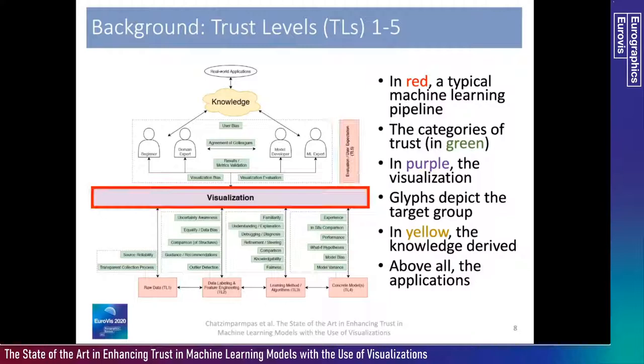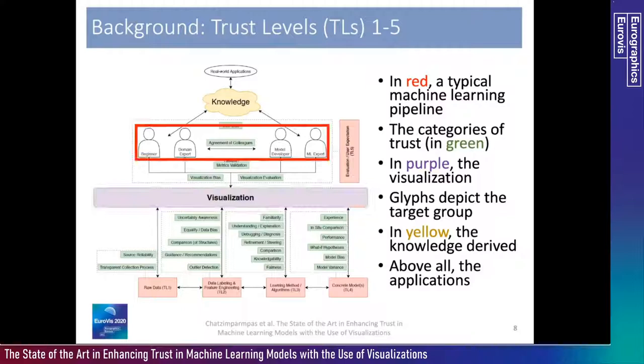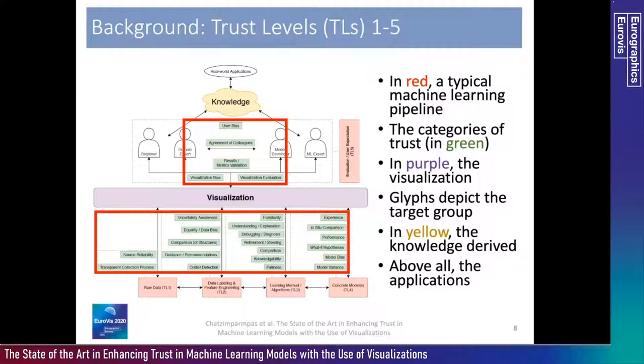Visualization, shown in between in purple, can be useful to control the entire process. The glyphs represent the various types of users, such as beginners, domain experts, model developers, and machine learning experts. The outcome of this process is the generated knowledge, shown in a yellow cloud at the top, together with real-world applications. The arrows are bidirectional, as humans and computers work together in an iterative way. In green, there are the individual categories that we generated for every trust level, and at the same time, each phase of the pipeline.